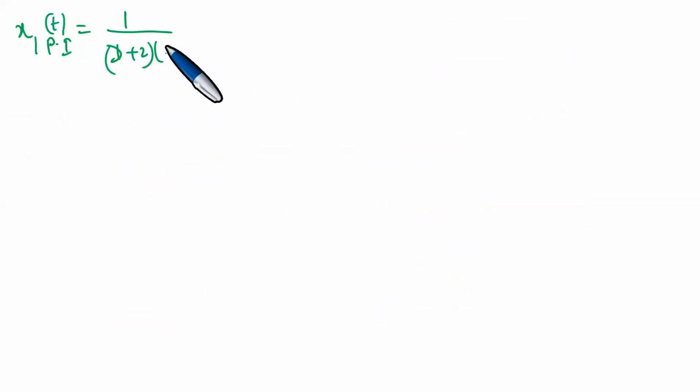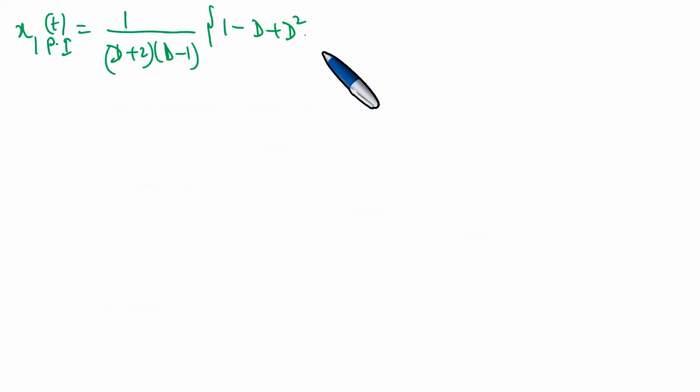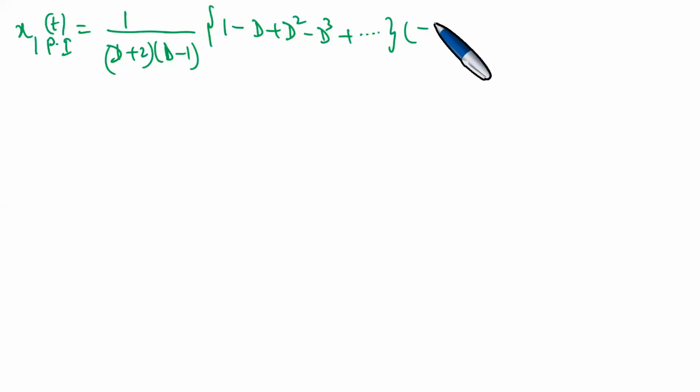d minus 1 into 1 minus d plus d squared minus d cubed plus dot dot dot into minus 4t plus 2. x1 particular integral.